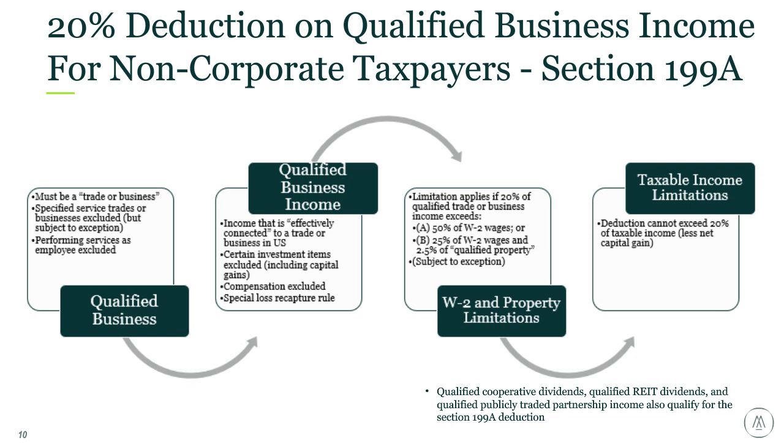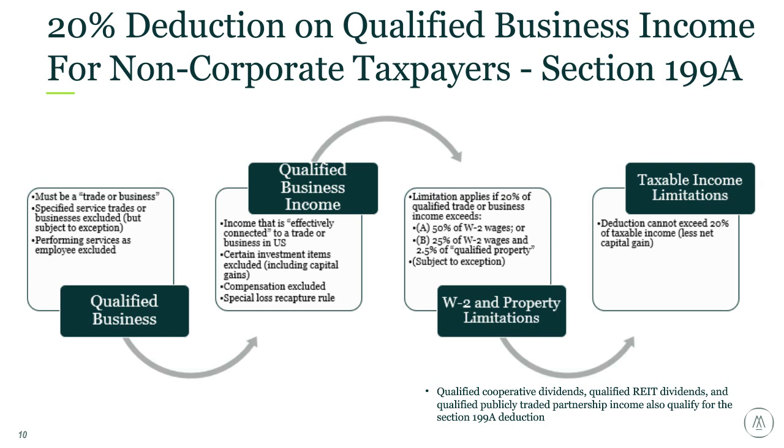Once I have a qualified business, the second step is to determine the qualified business income of that business. And that is generally the business income attributable to the business, but it excludes certain things that you've got to keep in mind. The first of which is that it does not include any income that is not effectively connected with the United States. So if you have international operations, income from that operation cannot qualify for this deduction.